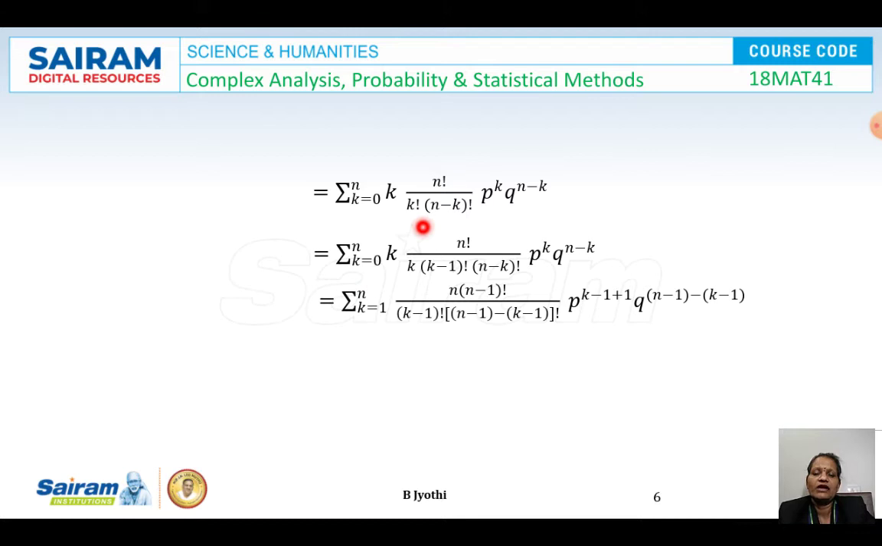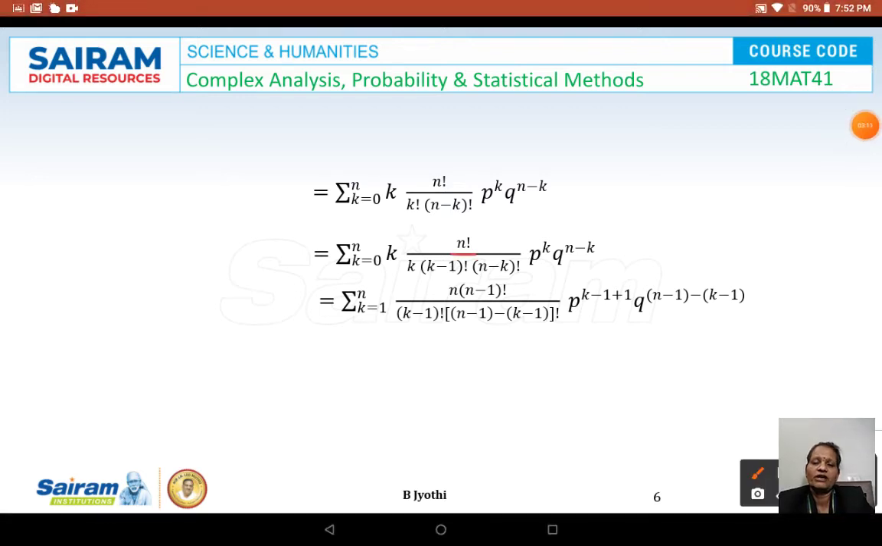Now this k factorial can also be written as k into k minus 1 factorial. So we get k into n factorial by k minus 1 factorial into n minus k factorial into p power k q power n minus k. Now we can cancel this k and k, and again this n factorial can also be written as n into n minus 1 factorial. So since the k and k get cancelled, we have k minus 1 factorial in the denominator.